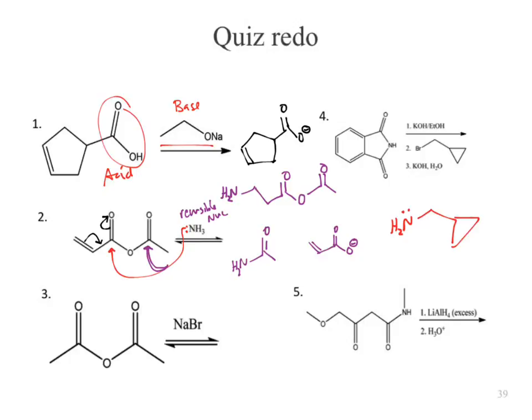Anybody get the acyl bromide? What should you have gotten? No reaction. Why? Bromine is a good leaving group, okay, which would suggest what about the reversibility of this reaction? I would argue it's not even really reversible. It's unidirectional.